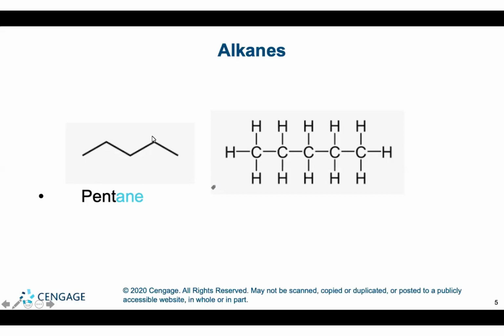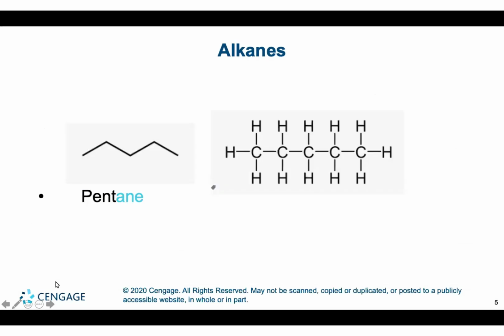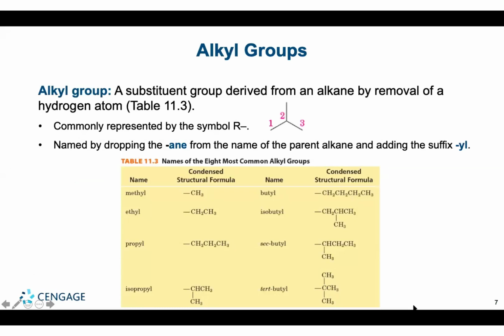1, 2, 3, 4, 5. Here it does not matter if we count from left or right. So I have 5 carbon. If we go back to the table, 5 carbon is pent. So we know that for alkanes, which is single bond, carbon-carbon, we end with ane. It's gonna be pentane. What are alkyl groups?